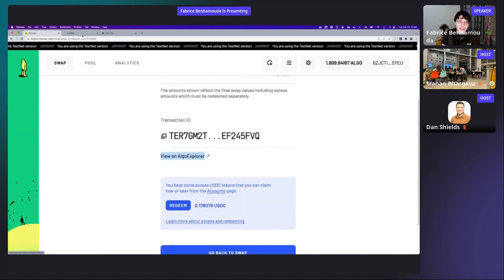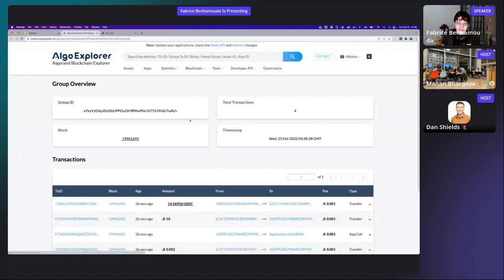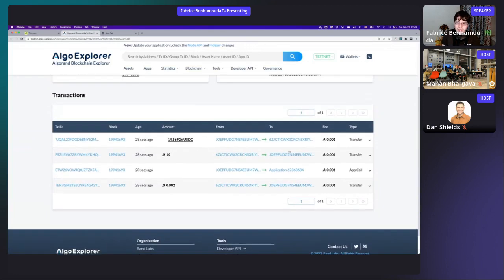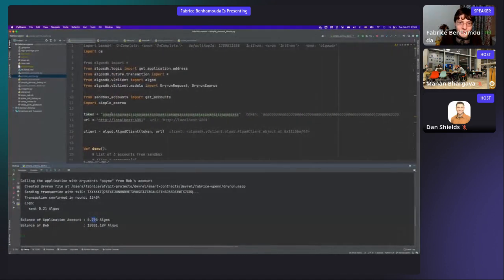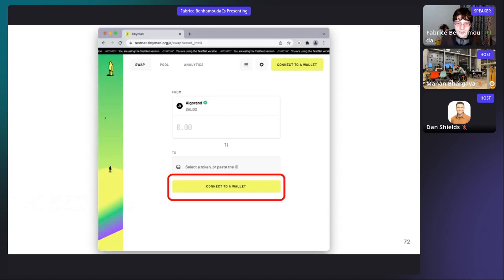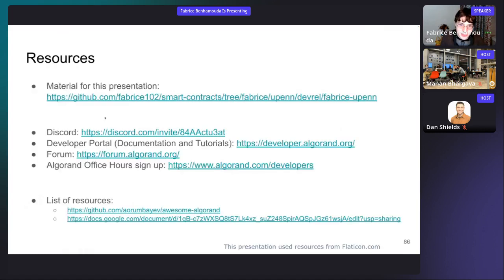I can even check it here. Okay, it's here. So it's a group of transactions where I received 14 more USDC. This is my account. And I sent 10 algos. You can see it here. Okay, so that's how it looks on Algorand. But it's very similar if you wanted to do it on any other blockchain. Okay, so these are a list of resources, and I can take any questions.